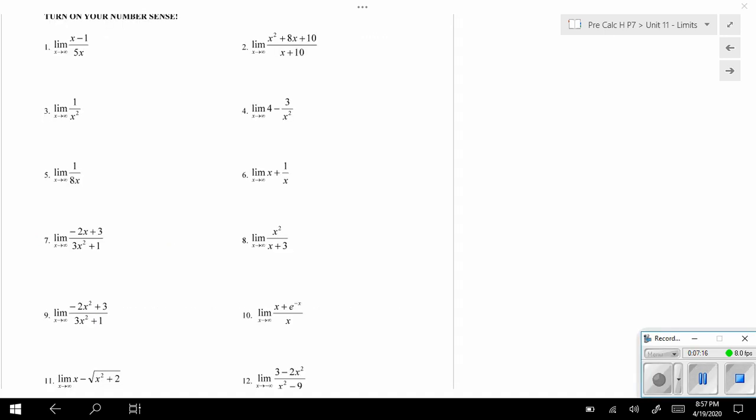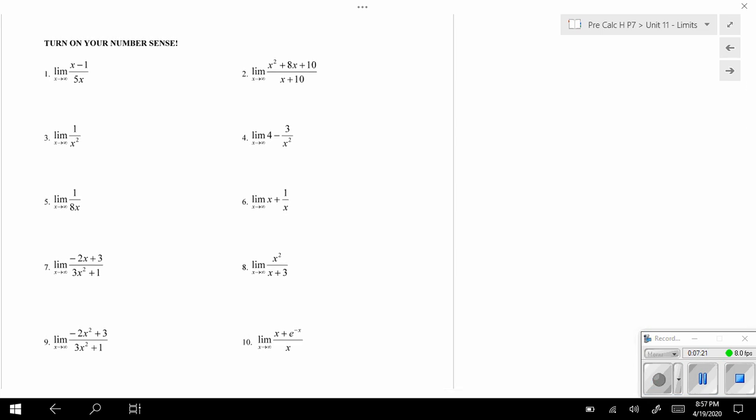So on this page, we have a whole bunch of rational functions. Again, you can look at the degrees. Some of them not as obvious, so I'm going to go over a few of those. So let's start with number 4 here. We have 4 minus 3 over x squared. And this is technically a rational function, but it's not one single fraction. I could convert it into that, or I could just kind of use some number sense.